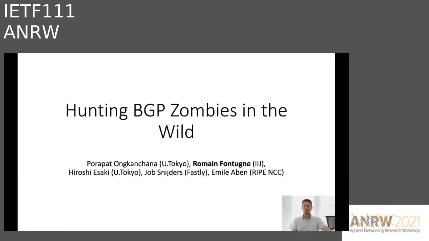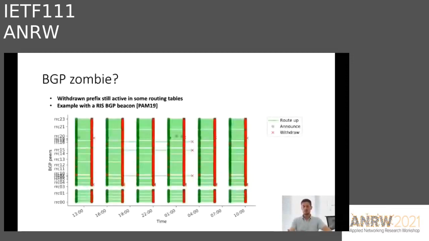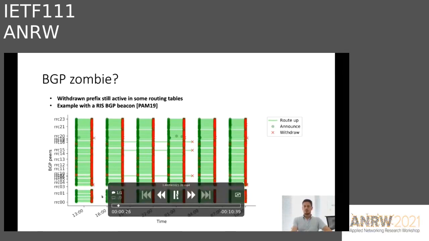Hello, everyone. This is Romain Fontaine from IIJ Research Lab. And today I will present our latest results on BGP zombies. So first, let me explain what a BGP zombie is. So this figure represents how one prefix is seen by RIS routers. On the y-axis here, you have all the RIS routers. And on the x-axis, you have time. The prefix we are looking at is one of the RIS BGP beacon prefix. And the green circles here shows that the prefix is announced by one of the router. Then the green line shows that the prefix is active.